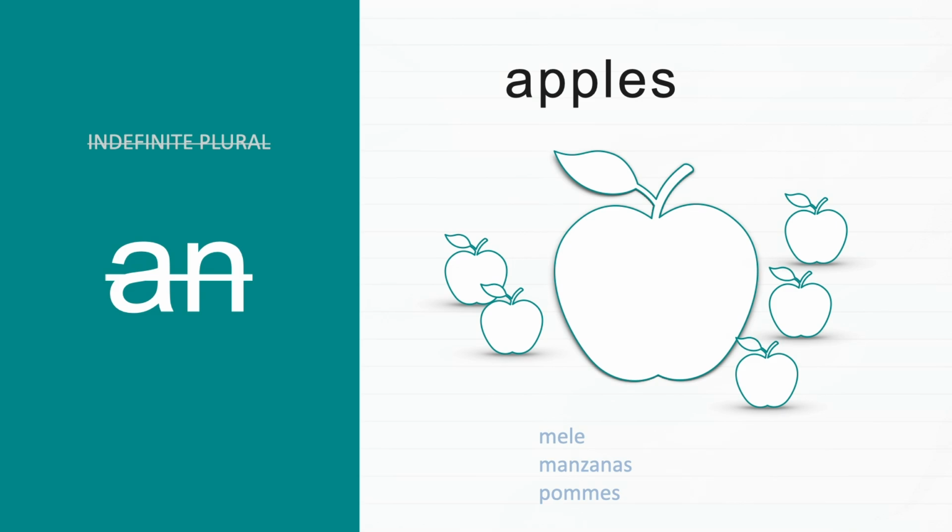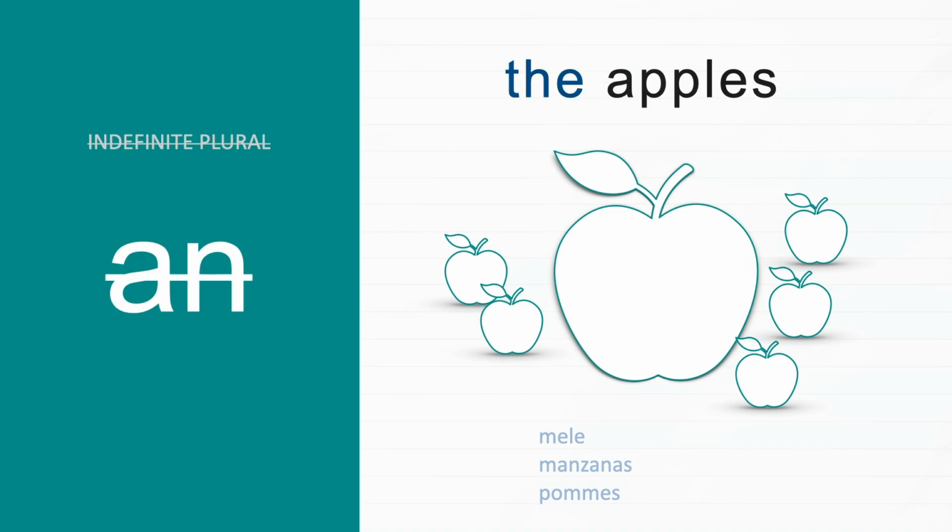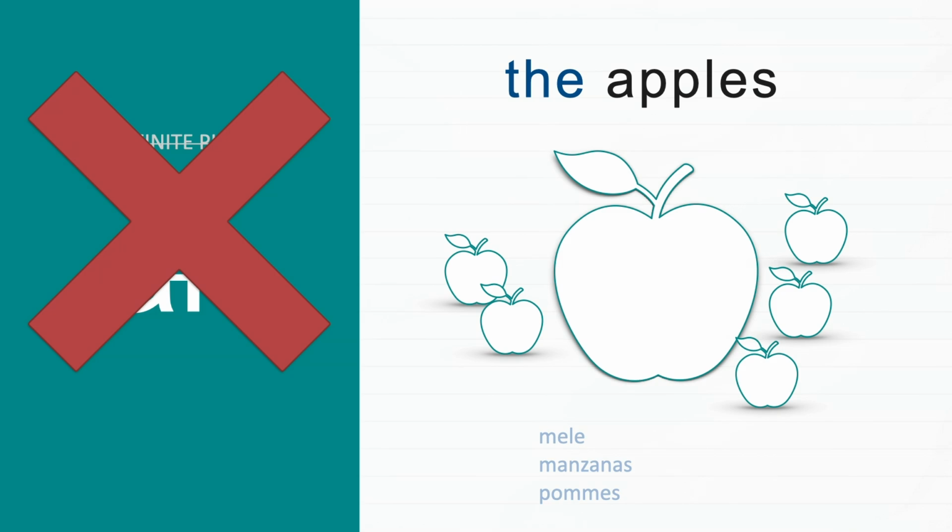Do not use an for plural nouns. Just use the plural word. Apples, apples, apples. Or use the apples, the apples, the apples.